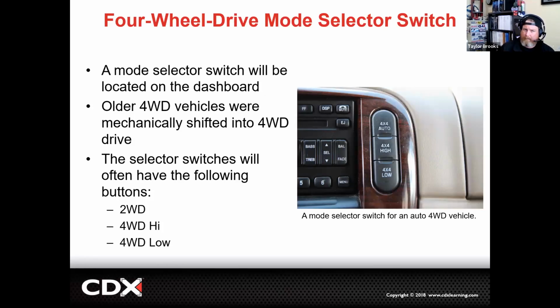Now, what this allows for is a vehicle to look at the different operating characteristics to either shift it into four-wheel drive if the proper parameters are met, or to deny shifting into four-wheel drive if they are not met. More often than not, it will give you a message in the cluster if there is an issue with trying to shift into four-wheel drive.